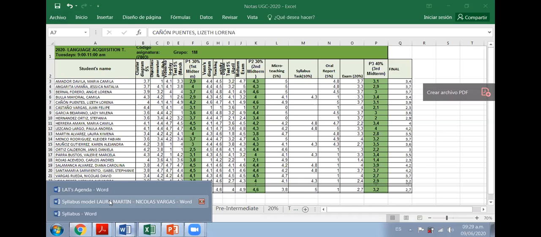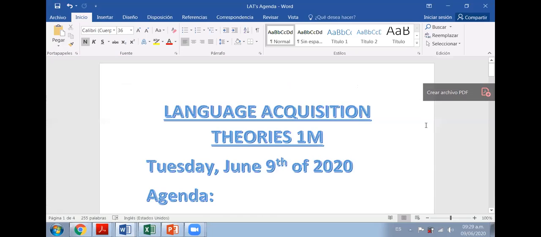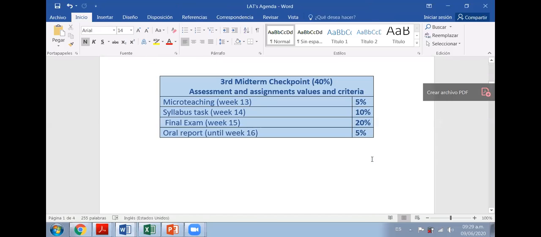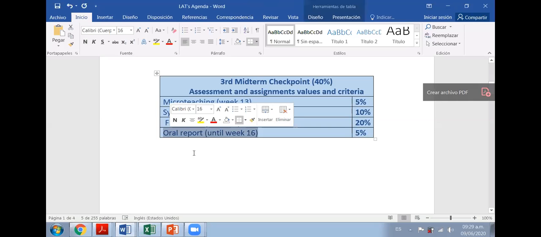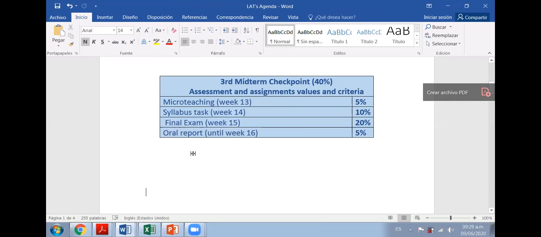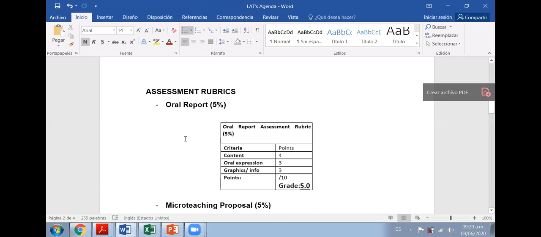I presented this 3 weeks ago. I am not inventing this today. At the beginning of the semester, I talked about this. The oral report, tienen hasta la 16. So that means you had 4 or 5 weeks to send videos, to make proposals. Not everybody presented the same, some people on camera. But this is pretty much what I assessed.